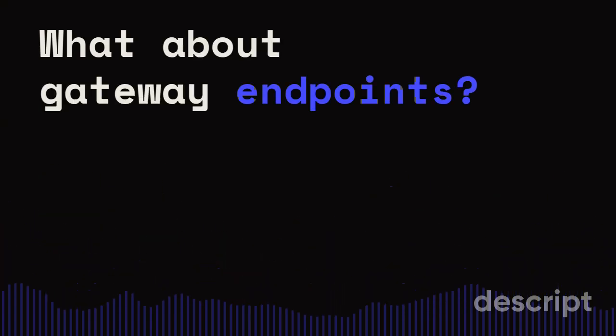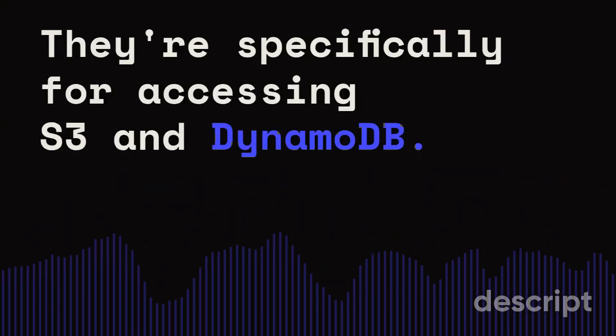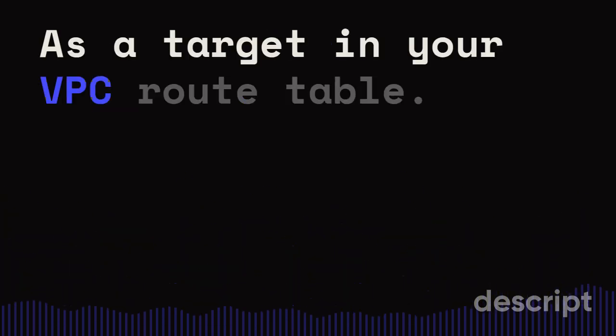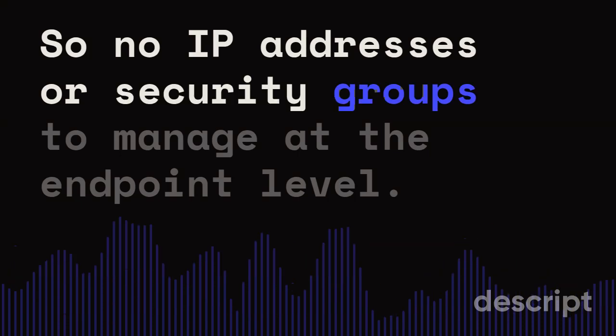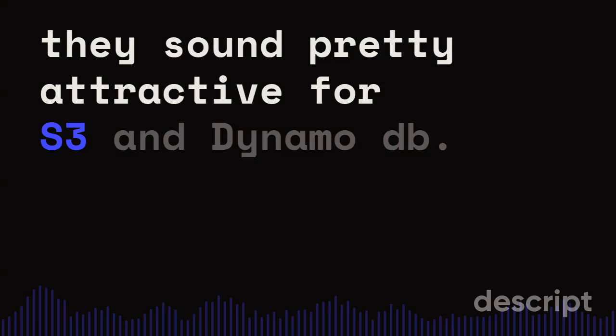What about gateway endpoints? Gateway endpoints are a little different. They're specifically for accessing S3 and DynamoDB. Those are two big ones. They create a gateway as a target in your VPC route table. So no IP addresses or security groups to manage at the endpoint level? That's right. And they scale automatically with your traffic. Wow, they sound pretty attractive for S3 and DynamoDB.